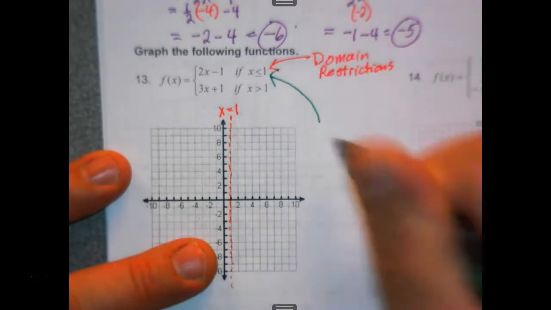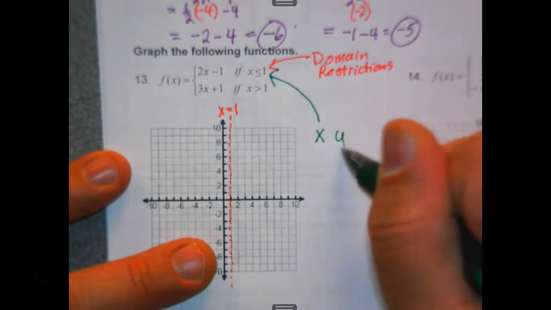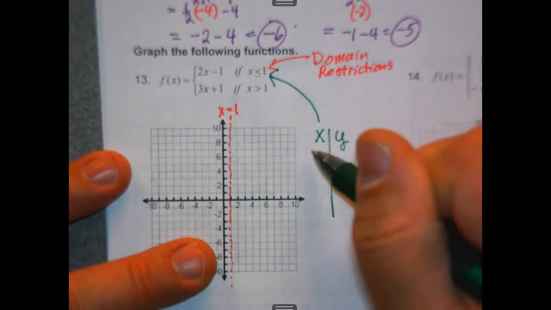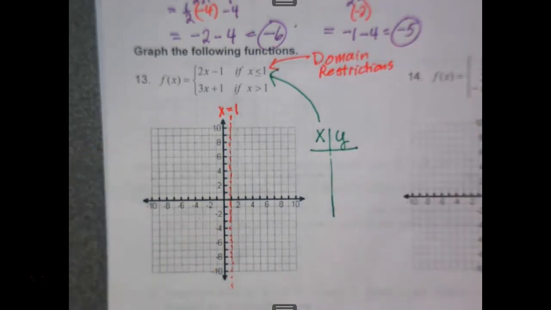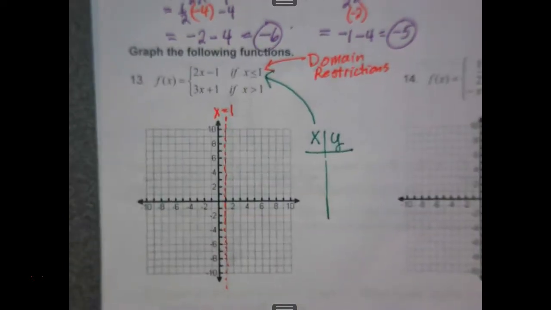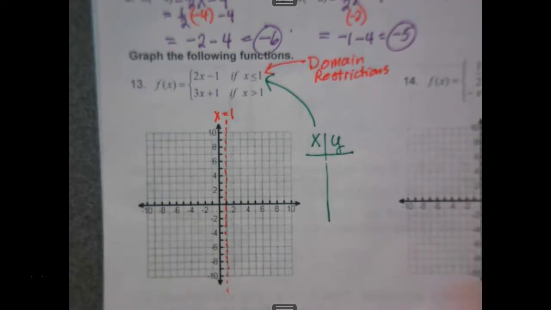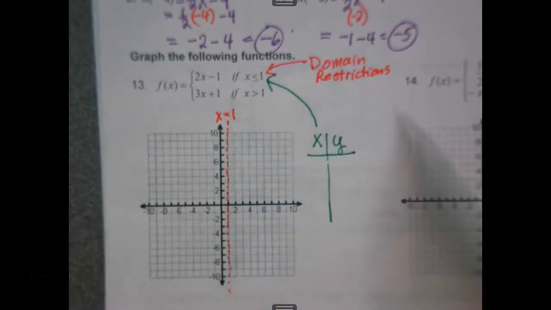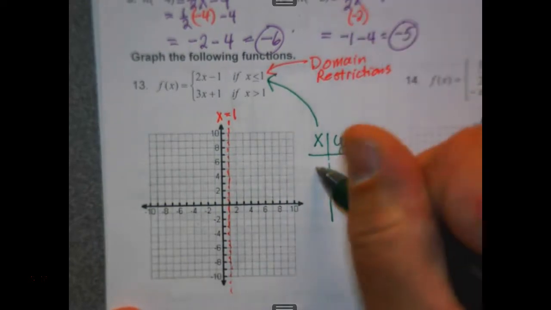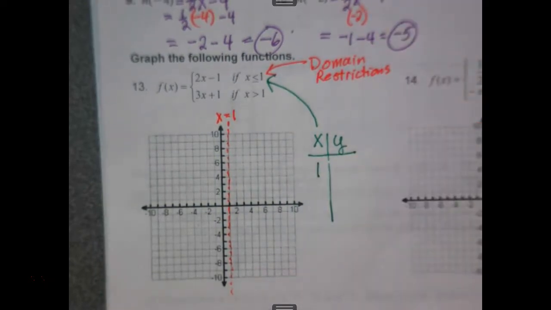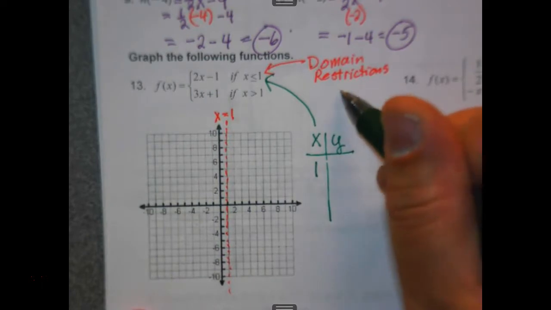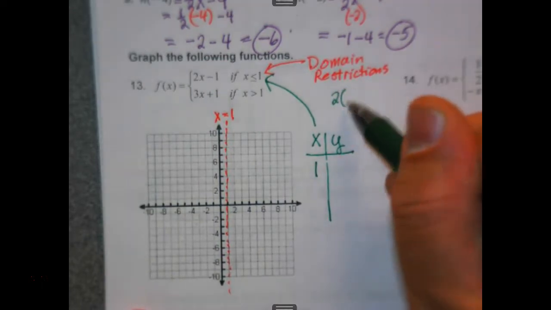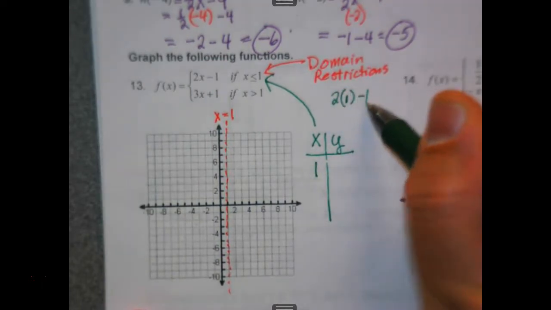Guess what I'm going to use? My handy-dandy t-charts. I need at least 2 points. The first point I'm always going to use is that boundary line point. I am choosing 1 for x. I have to plug it in, so 2 times 1 minus 1 to get my y.